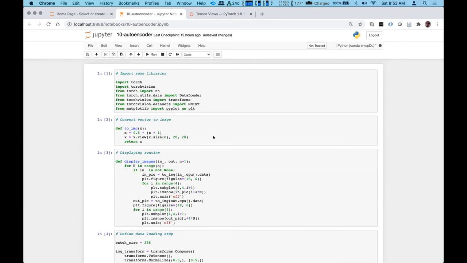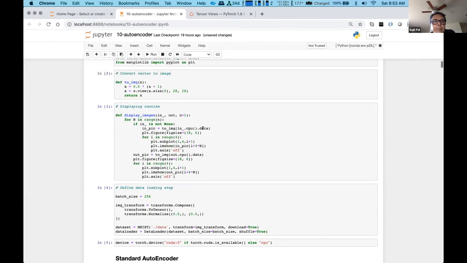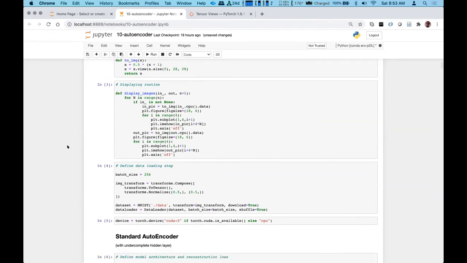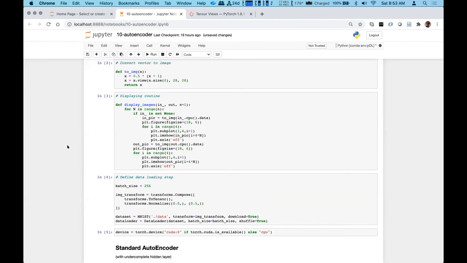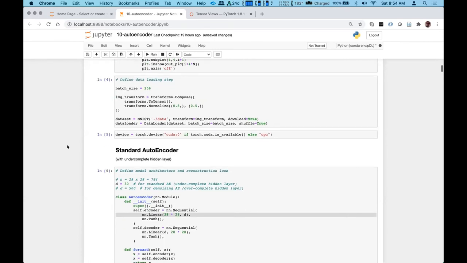Oh, or is this unnormalizing rather than normalizing? Denormalizing, because there the normalize is using 0.5 and 0.5, right? Yes. Yeah, it's bringing it back to the 0 to 1. Oh, right, to display it. Okay, that makes sense.